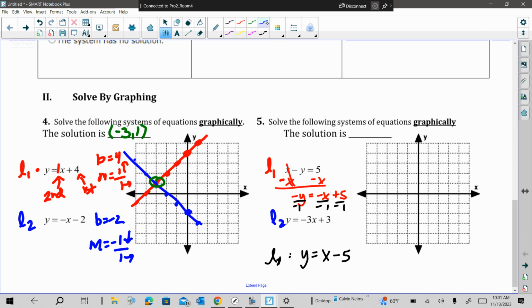On here, when I do my line 2, we start at 3, 1, 2, 3. The slope is negative 3, so I can't count up 3. I'm going to have to count down 3, 1, 2, 3, to the right one. And then we have a line through those points.